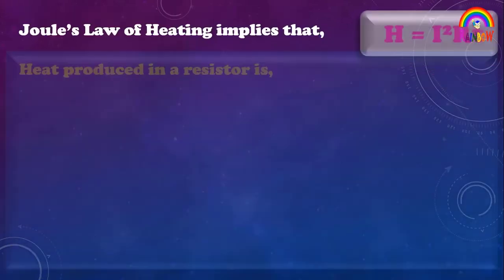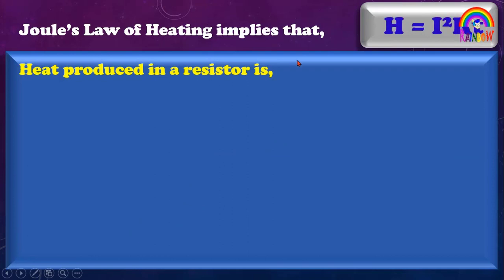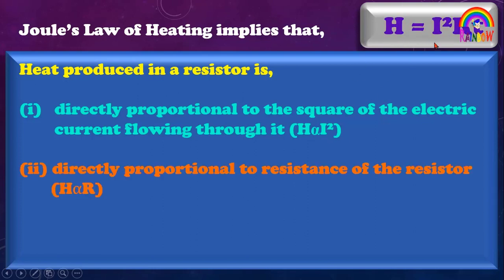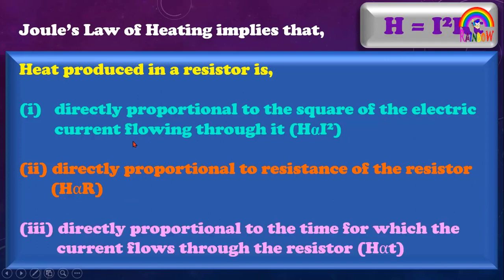Joule's law of heating implies that heat produced in a resistor is directly proportional to the square of the electric current flowing through it. That is, H is proportional to I squared. And the heat is directly proportional to the resistance of the resistor, that is H is proportional to R. Also, the heat produced is directly proportional to the time for which the current flows through the resistor. H is proportional to T.